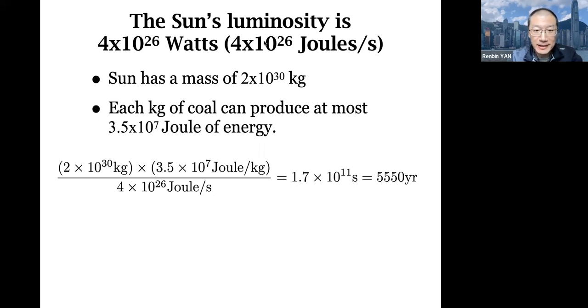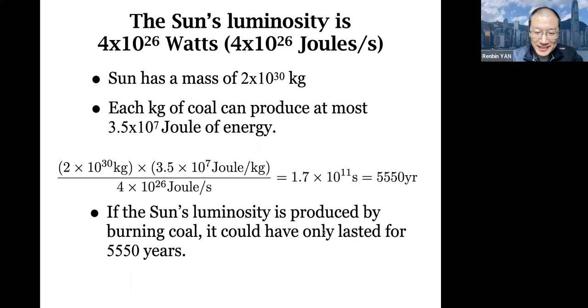The sun spends about 4 times 10 to the 26 joules per second because it's giving out that much light. So you divide the total amount by the rate of consumption, you find out it's about this number, and that is about 5,000 years. That is not a very long time, right? 5,000 years is very short.